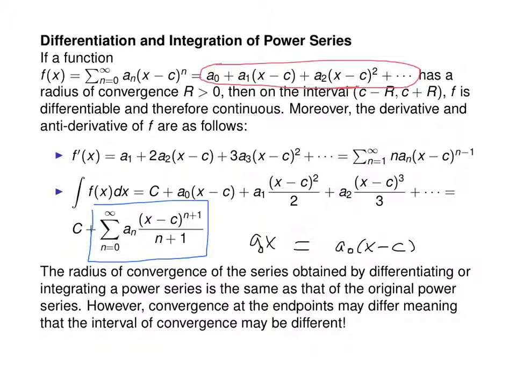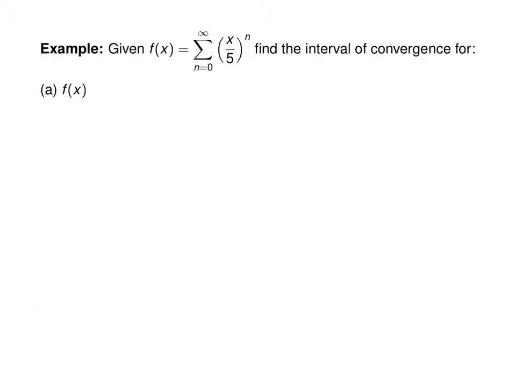Now, the interesting thing here is that the radius of convergence is the same when you differentiate or integrate. The only difference might be at the endpoints. So we're going to use this to determine the interval of convergence for the following series. So first, let's find the interval of convergence for this particular function. And because we have x and 5 both raised to the nth power, let's apply the root test. It will be a little bit simpler.